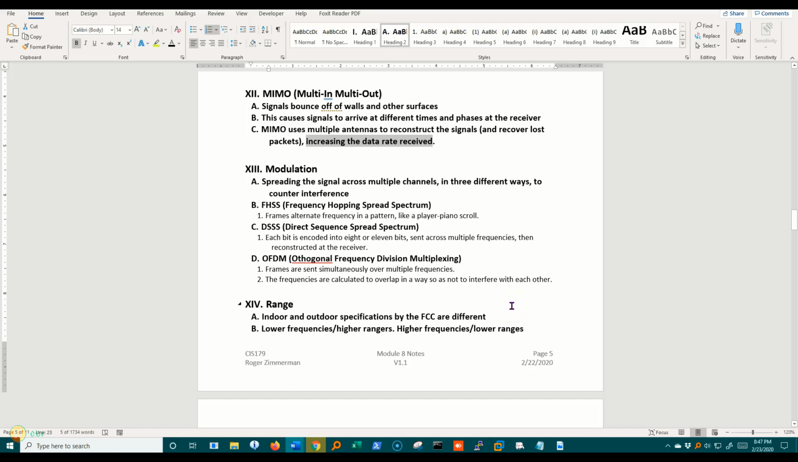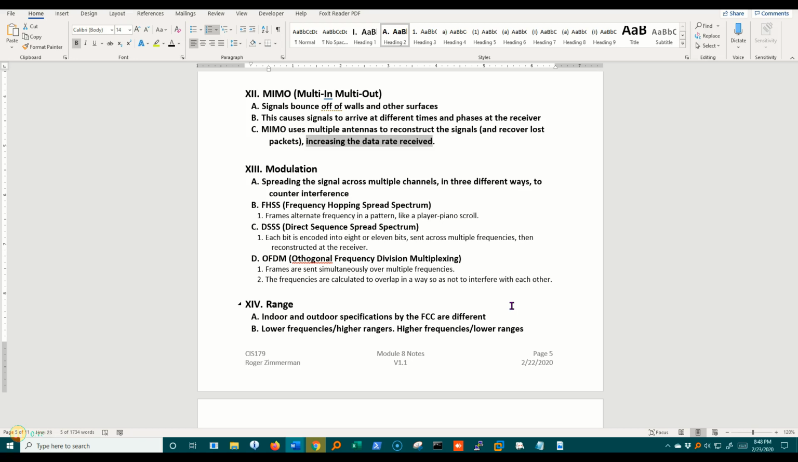Now we're going to take up a version of modulation. Modulation means changing a signal in some way. In this case, we're talking about spreading a transmission out across multiple frequencies. We call that spread spectrum.